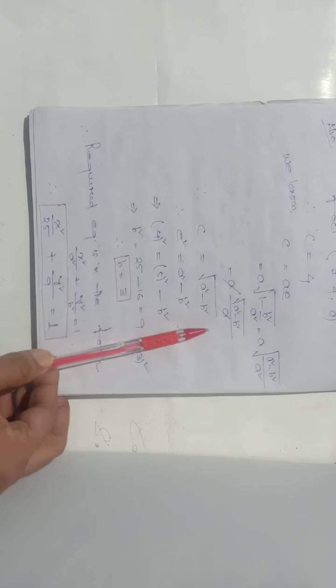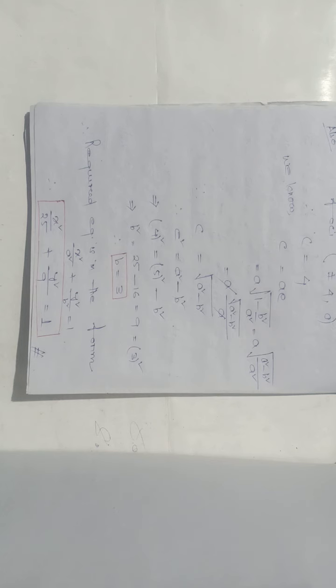Hence the required equation, as the major axis is x-axis, can be written as x square by a square plus y square by b square equal to 1. Hence the equation is x square by 25, since a is 5, plus y square by 3 square, that is 9, equal to 1. This is the final answer of this given question.